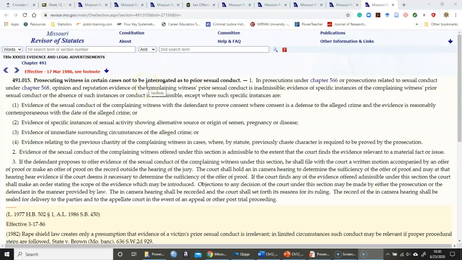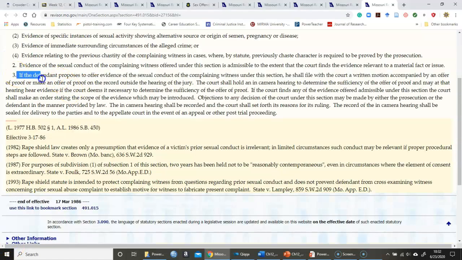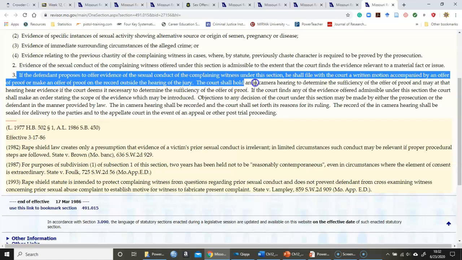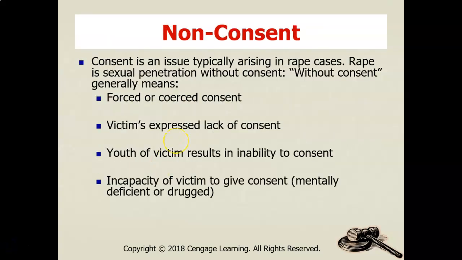And here's the link for our statute, the Revised Statutes of Missouri. It falls under prosecuting witnesses in certain cases not to be interrogated. It talks about what can be used and what can't be used, and then when it could be used, as far as 1 through 4 here. Evidence of sexual conduct of the complaining witness offered under the section is admissible to the extent that the court finds the evidence relevant to a material fact or issue. It also goes through this: if the defendant proposes to offer evidence of sexual conduct of the complaining witness under this section, they have to file a written motion accompanied by an offer of proof to get that into the hearing. So the defense is going to have to present some information to the court if they want to get that involved in that case.